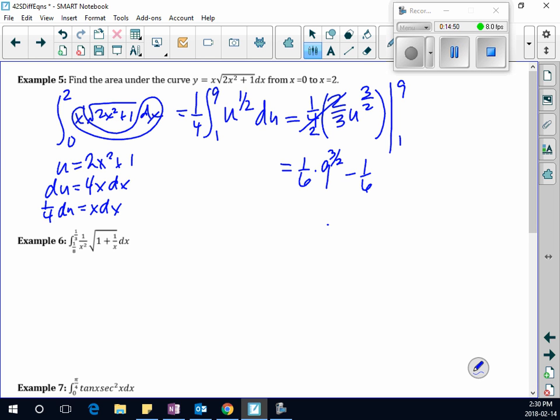Subtract 1/6 times 1 to the power 3 over 2. Square root of 9 is 3. 3 cubed is 27. 27 over 6, minus 1 over 6 is 26 over 6, which can be reduced to 13 over 3. By the way, you can leave it as 26 over 6. Like, you don't need to reduce it.